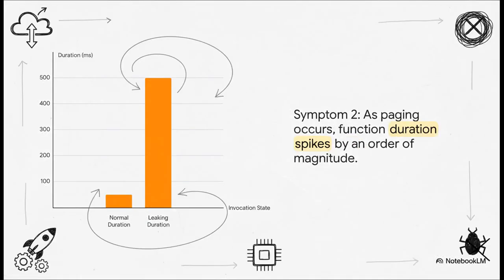As that memory pressure builds, the underlying operating system gets desperate. It starts using the disk as extra memory, which is incredibly slow. And you can see it right here on the graph. The function's duration, which was nice and low, suddenly spikes. I mean, it just goes through the roof.